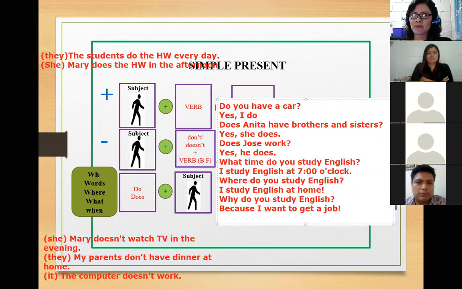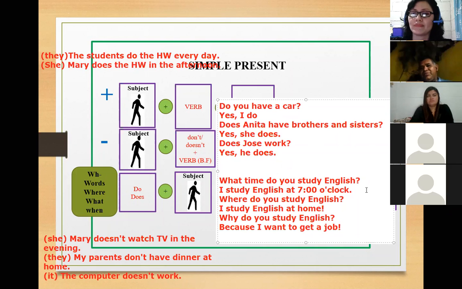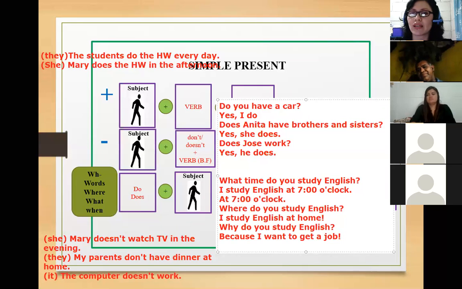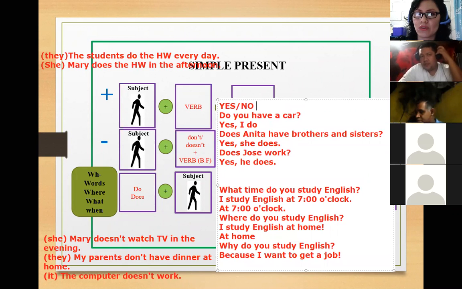Excellent, very good. Okay. Now take a look at the difference here, okay? Let me ask you this. With the first set of questions, when I said, do you have a car? Does Anita have brothers and sisters? Does Jose work? ¿Qué tipo de respuesta es la que yo puedo conseguir con ese tipo de preguntas? Yo creo que respuestas cortas y respuestas largas, ¿verdad? Pero ¿qué tipo de respuesta es la que yo obtengo ahí arriba? Son dos, solamente dos. ¿Cuáles son? Afirmativas. ¿Y? Aparte de afirmativas. Y negativas. Ok.